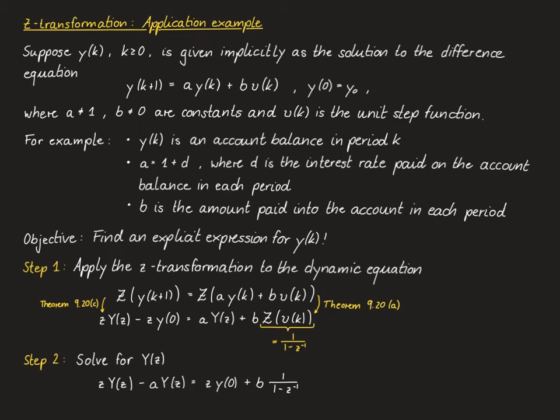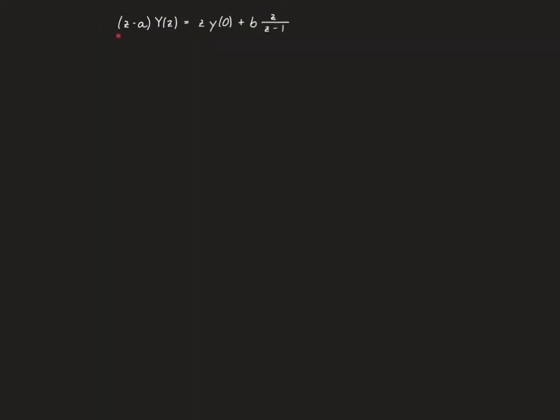Then we take out the common factor Y of z on the left-hand side, and we expand this fraction by a factor of z in order to obtain this equation, where Y of z now follows by a simple division by z minus a, and it's equal to z divided by z minus a times y0 plus b times z divided by z minus a in brackets and z minus 1 in brackets.